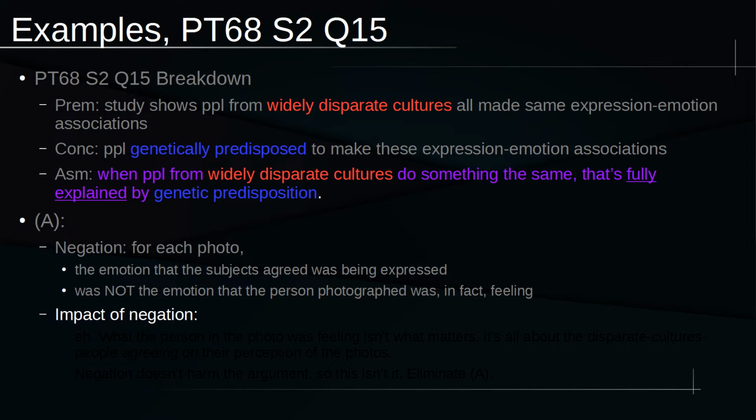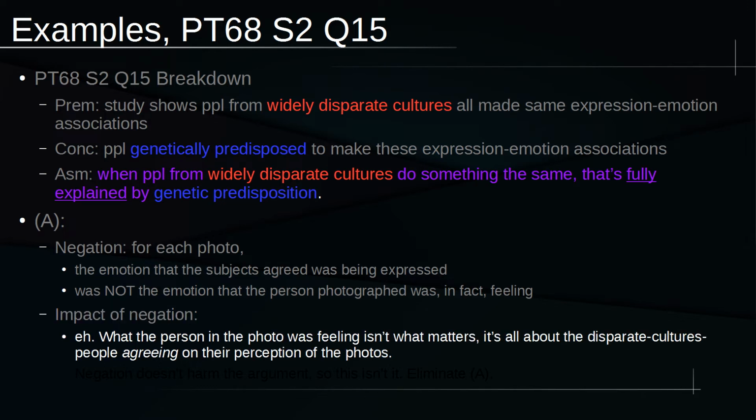What is the impact of that negation? The fact that people thought they were looking at one emotion, but the person in the photo was actually feeling something else, is another shrug. What the person in the photo was feeling is not what matters. It really all boils down to people from disparate cultures agreeing on their perception of the photos. What the person in the photo was actually feeling doesn't really matter, because the interesting thing to the arguer and to the people studying this is that people from disparate cultures agreed on their perception of what they were looking at. It doesn't matter what they were actually looking at, it's that they agreed and they all thought the same thing. That's what matters.